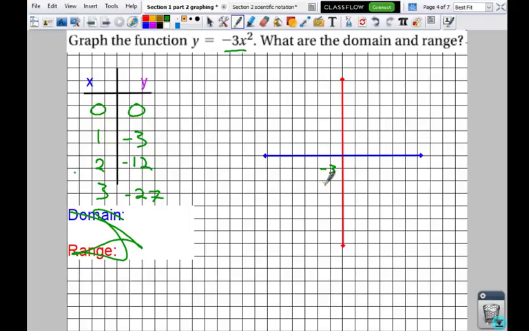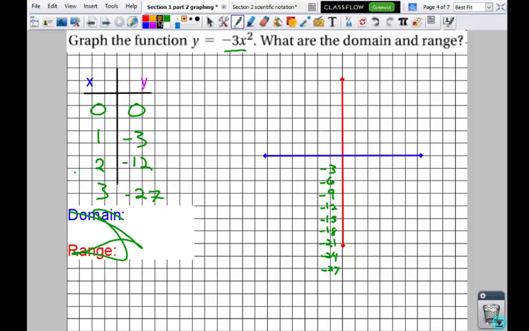So I'm going to go negative 3, negative 6, negative 9, negative 12, negative 15, negative 18, negative 21, negative 24, negative 27. Like that. So each one of these lines is worth 3. So the first one's 3, the second one's 6, 9, 12. But negatives. They're negatives because we're going down.